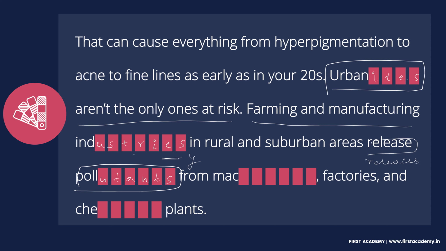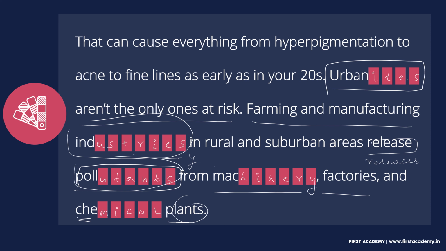And where are these pollutants released from? From, dash, factories and plants. So pollutants can be released from machinery, factories, and what sort of plants? CHE. Now it shouldn't be very, very difficult. The answer is chemical plants. So there we have it, five other words: urbanites, industries, pollutants, machinery and chemical.